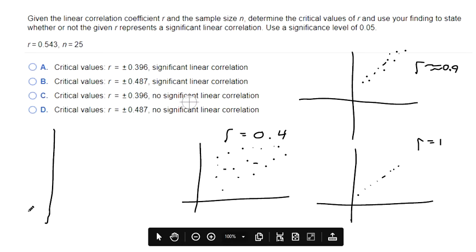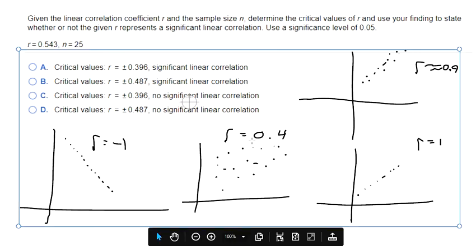And you can also have negative r. This is r equals -1, because it's a perfect negative line. As you move to the right on the x-axis, you go down on the y-axis. So it's decreasing as we read the graph from left to right. So that's r. That's the basics.